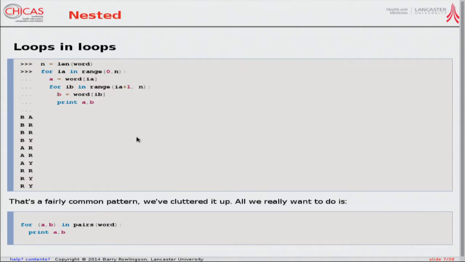Now, this is a fairly common pattern of picking out the upper diagonal from an object, from a matrix of some kind, perhaps. And it would be nice if we could get rid of all these intermediate variables, IA and IB, which are our indices. We don't care about those. We only really care about getting pairs of elements from this vector. So we really want to be able to say for A and B in all the pairs of this word, print A and B. So how would we write this pairs function? We could do that in R by writing a function that returns a matrix or a list of some structure with all the elements in.